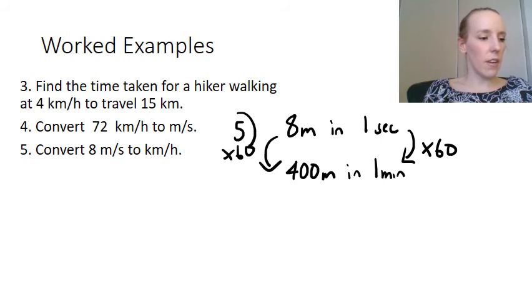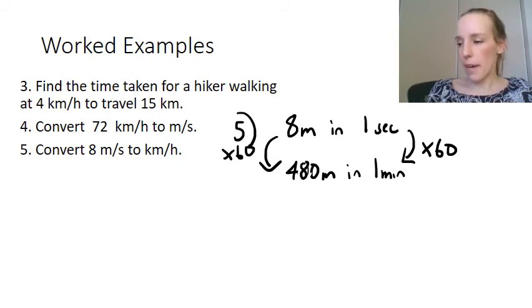I think, is that correct? I'll just check that. 8 times 60. No, that's not correct. So there we go. So it's 480 metres. Let's just rub that out and write it again. So it's 480 metres, that makes more sense, in 1 minute.